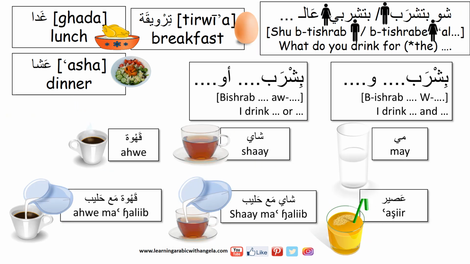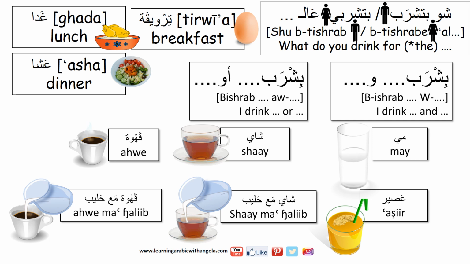We can also use the same format to ask about what do you drink for breakfast or for lunch or dinner. So أنا بشرب, I drink. أنت بتشرب, you drink for the masculine. أنت بتشربي, you drink for the feminine. So if you're asking a man, شو بتشرب على الترويقة, شو بتشرب على الغدا, شو بتشرب على العشاء. If we're asking a female, شو بتشربي على الترويقة, شو بتشربي على الغدا, شو بتشربي على العشاء.